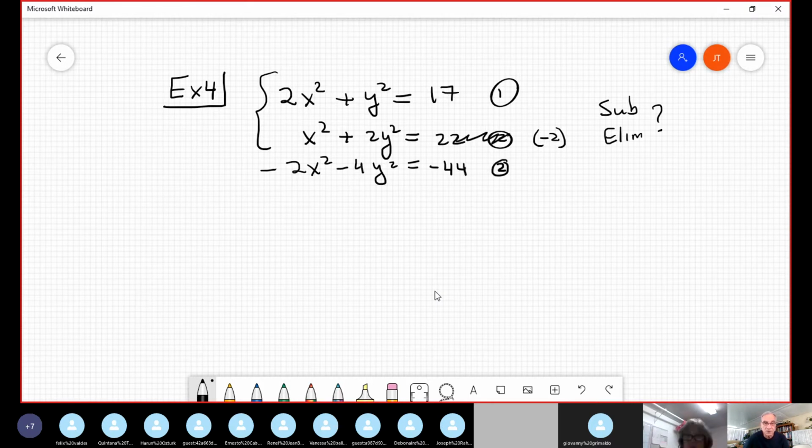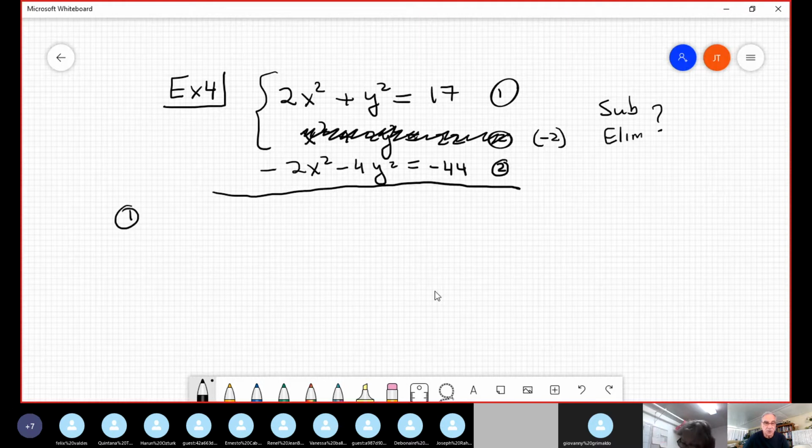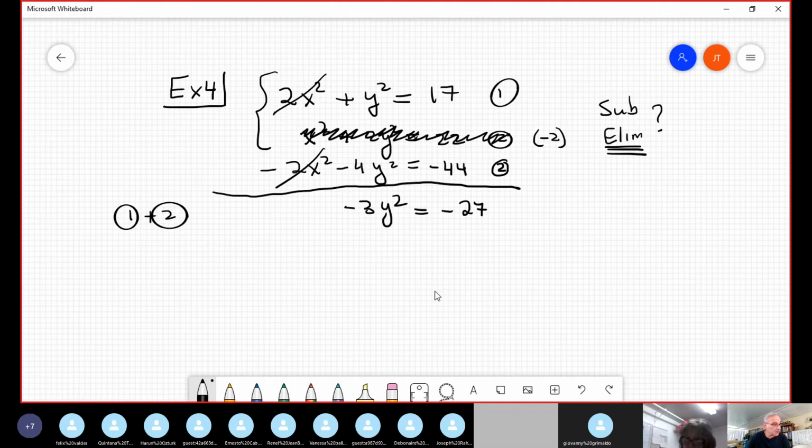I forget the old equation 2; I don't need it anymore. Now add equation 1 plus equation 2, by column. The column of the x is 0. I created an intentional elimination. This is -3y squared, because it's plus 1 and -4. And 17 minus 44 is -27. Divided by -3 on both sides, y squared is equal to 9.